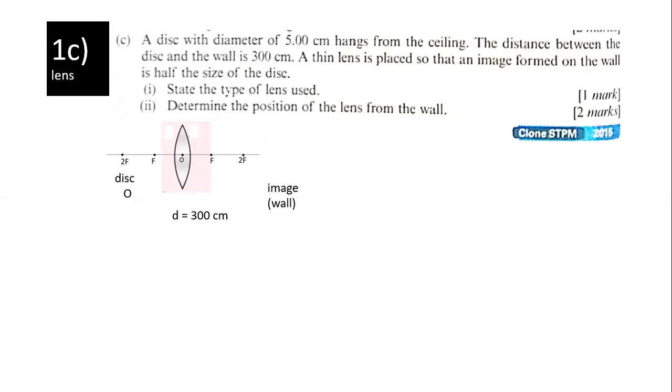A dish with diameter 5 cm hangs from the ceiling. I didn't draw the ceiling, but you can look into your book for the answer there. I'll roughly show you the length there. The distance between the dish and the wall is 300 cm, and the thin lens is placed so that an image is formed on the wall. It's half the size of the dish. State the type of lens used. Yep, what's the type of lens?